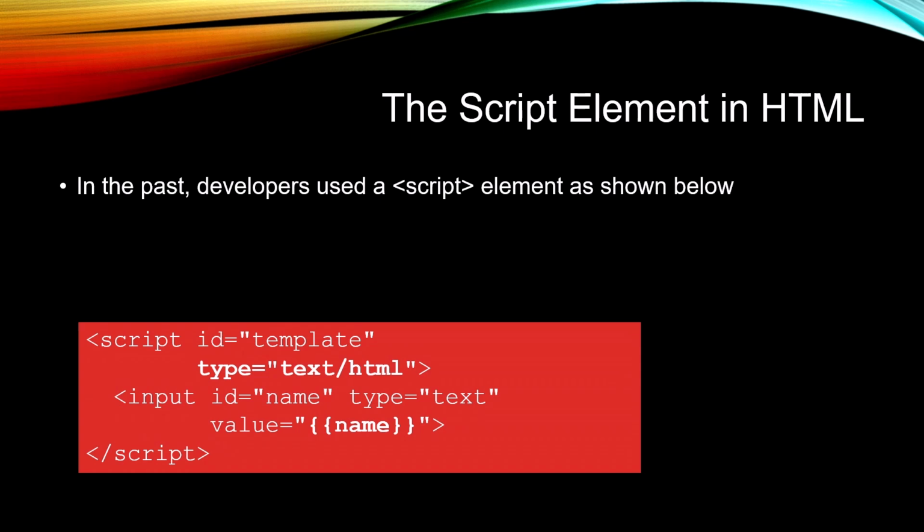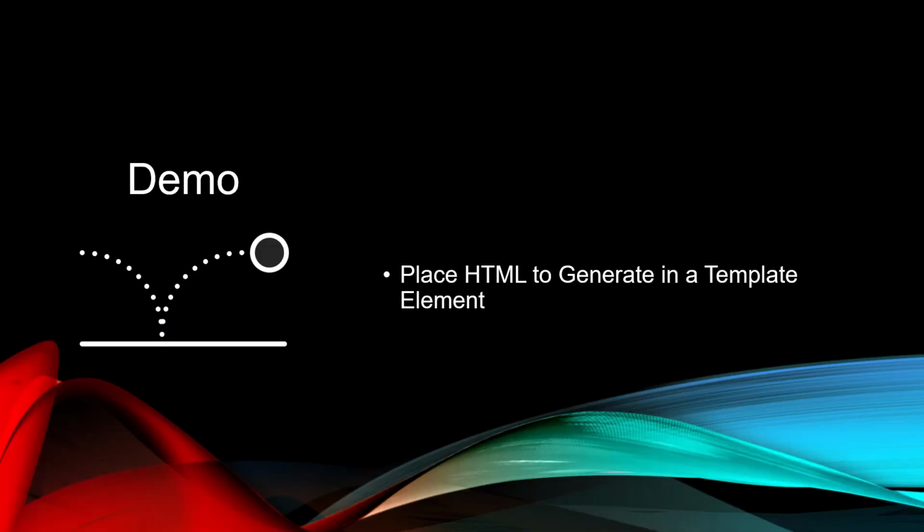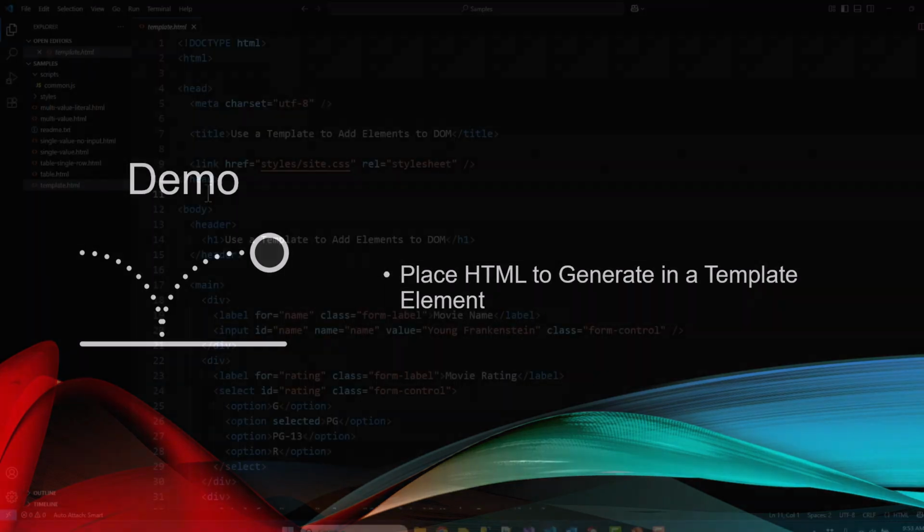In the past, this was done with a script element. So people would actually do script ID equals something, and the type is text/HTML. Same idea. In that one, you had to set the type attribute, but the problem is you weren't really clear on what that script tag was doing. It's not being used as script. So the template tag really is more semantic, and it gives us a very clear meaning on what we're doing.